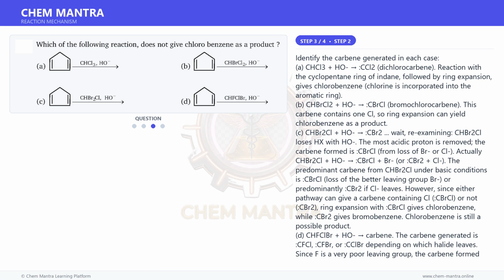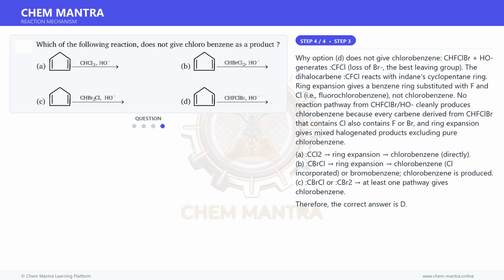Then, CFCl contains F and Cl. Ring expansion of indane with CFCl would give a fluorochlorobenzene derivative, not chlorobenzene, which requires CCl2 or a carbene with 2 Cl, or at least the ring expansion must place Cl in the ring without F. The carbene CFCl upon ring expansion gives a product where both F and Cl are incorporated, yielding fluorochlorobenzene, not chlorobenzene alone. Since fluorine substitution replaces what would be a chlorine, the product is not chlorobenzene.